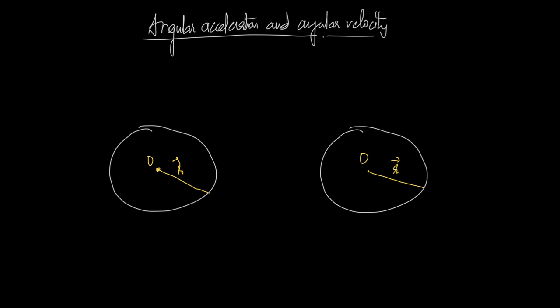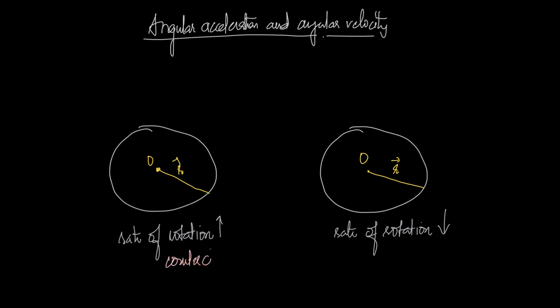So we'll try to understand this using two different cases. Case 1, the rate of rotation increases, and in the second case, the rate of rotation decreases. Both of these are taking place in the counterclockwise direction. For example, clockwise direction. So this is what we see. This is the direction of motion. Okay. In which case, how would the vectors look?